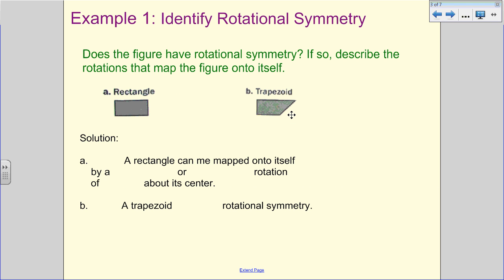All right, so let's take a look at what this is. We want to say, does a figure have rotational symmetry? Can I rotate it and have it mapped right onto itself so it looks like the exact same figure I have? And that's what it means to map onto itself. You want it to look exactly like the original. So we can rotate anything, but to have rotational symmetry, you have to look exactly like itself.